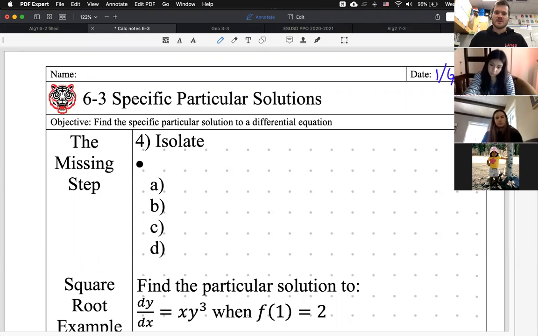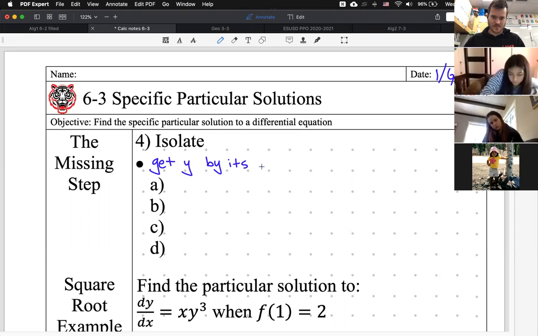Our objective today is to find the particular solution to the differential equation, to do this actual step 4. Step 4 is to isolate. The previous 3 steps were separate the variables, integrate, and evaluate, which means plug in. Then isolate. Isolate just means get y by itself. So let's write that down. Get y by itself.